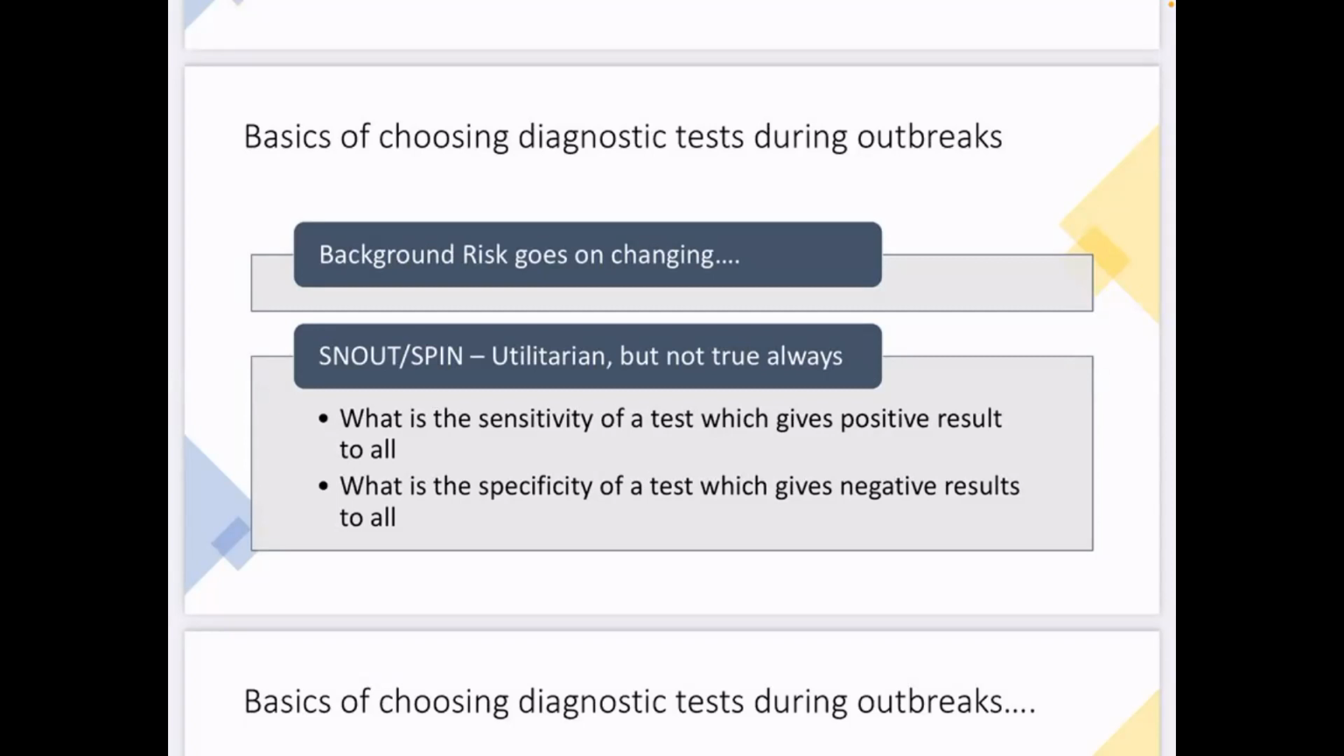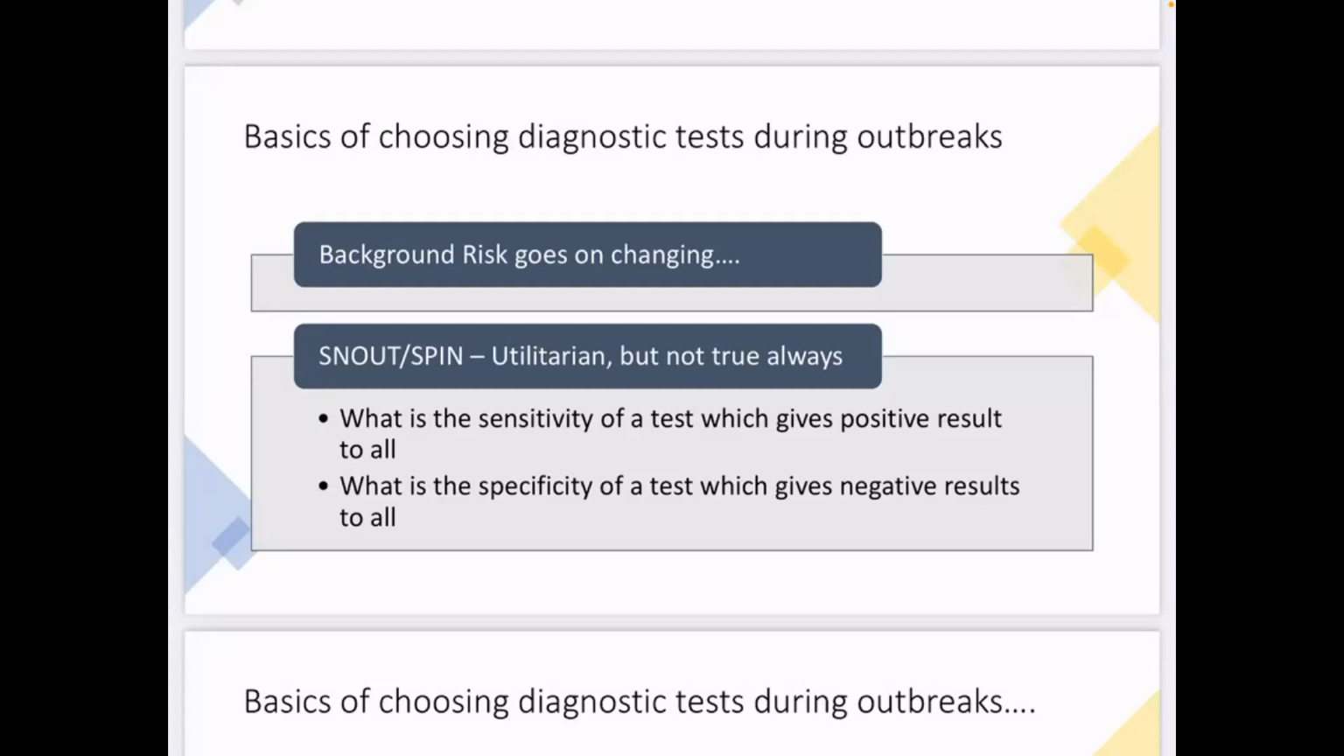Similarly, if you want to rule in cases, that means if you are saying that this particular person has the disease, the disease should definitely be there. Then you have to go for a test which is high in specificity. That is the meaning of SPIN, specificity for ruling in. If your intention is to rule in, you have to use a test with high specificity. This is a highly utilitarian principle that we use in diagnostic test evaluation, but it is not always true.